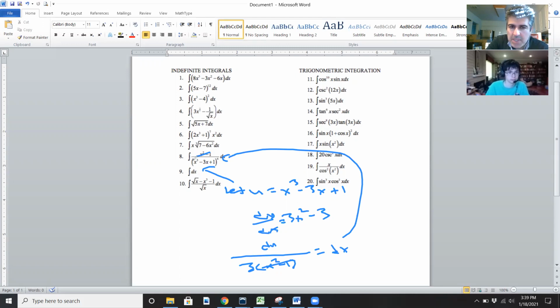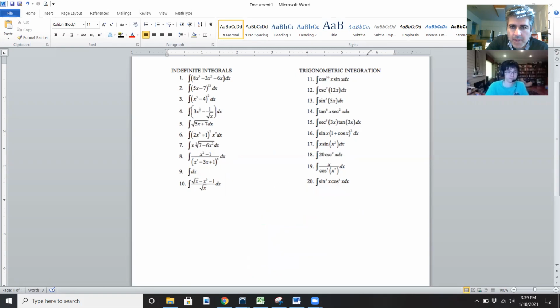So that's just something to keep in mind, that sometimes you'll be crossing off bigger expressions rather than just crossing off x. So that's number 8. Again, I'm recording all this. I'll share the recording with you when I'm done.